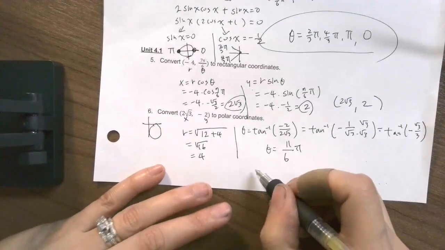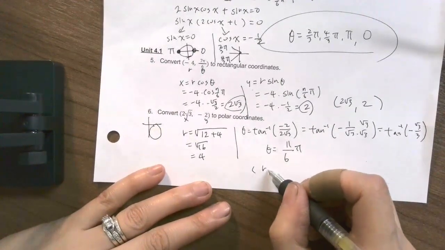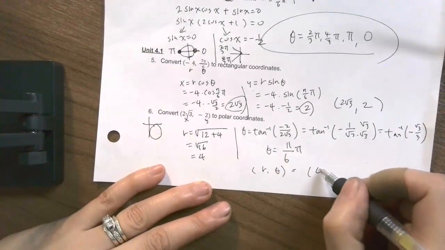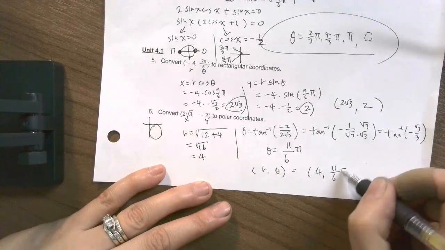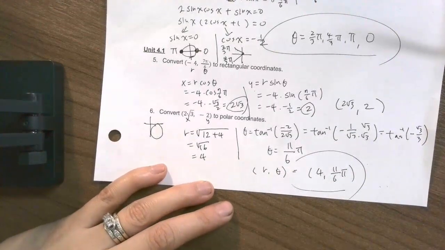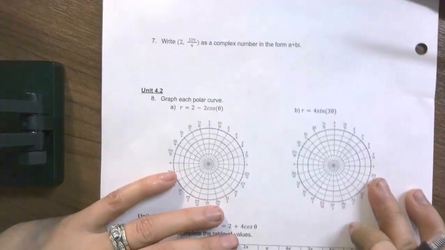So combining together, what is going to be the polar coordinate? r, comma, theta is the final answer. Yay, yay. Back page.